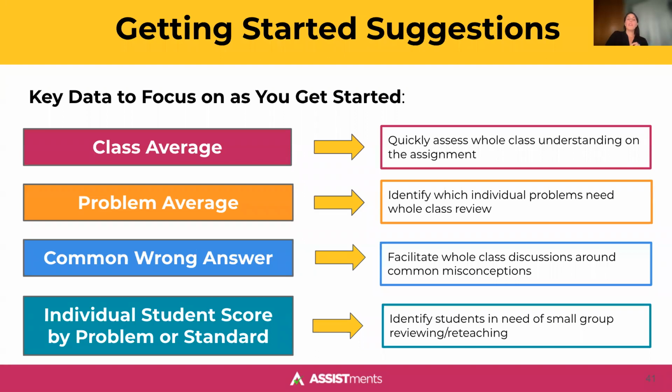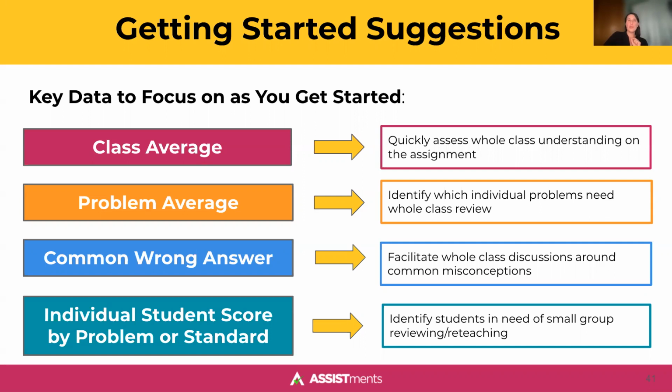All right, so some getting started suggestions. We talked about a lot of elements of the report, and there are 4 elements that we really recommend you start with if you're feeling a little overwhelmed. First is the class average, which helps you quickly assess whole class understanding on the assignment. The problem average, which is each one of the columns, identifies individual problems that need whole class review.